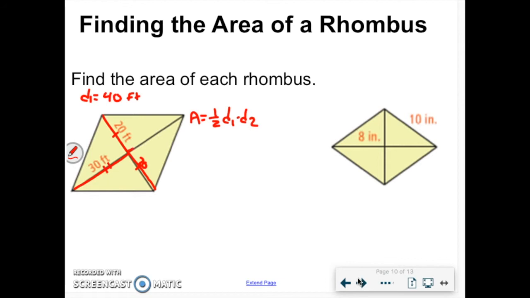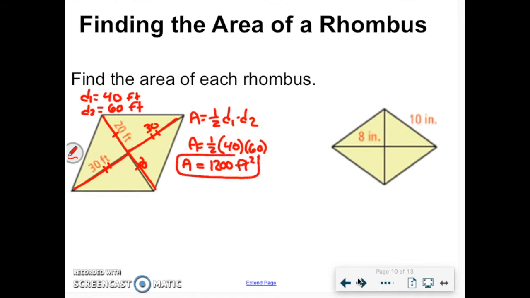This 30 would be the same as this piece of the diagonal, so I know that diagonal 2 would be 60 feet. All right, so be careful. Some people don't remember to double those numbers in there on the rhombus, so then they end up with something that's a little bit too small for their answer. So we have 1/2, and one of the diagonals is 40, and one of the diagonals is 60. So I have 1/2 of 2400, which is 1200. This time I am in square feet.